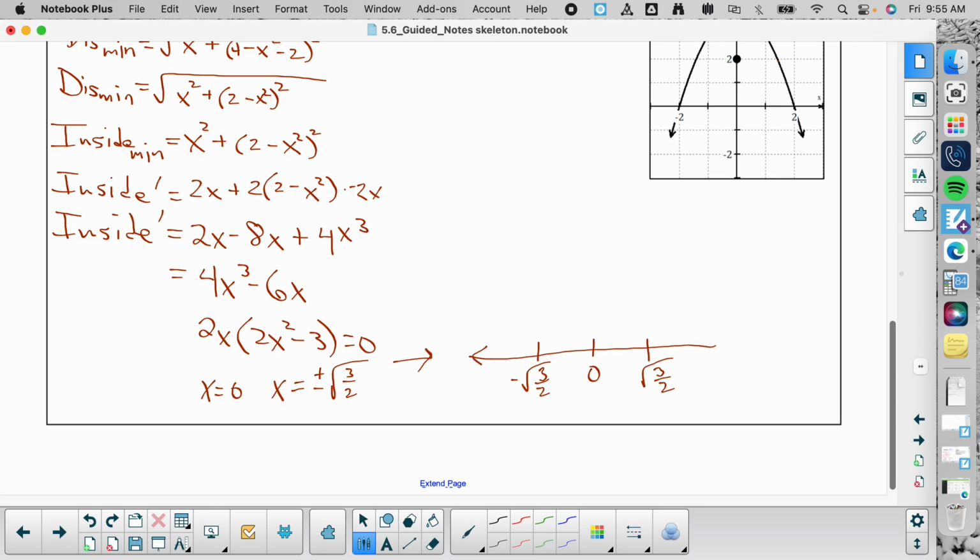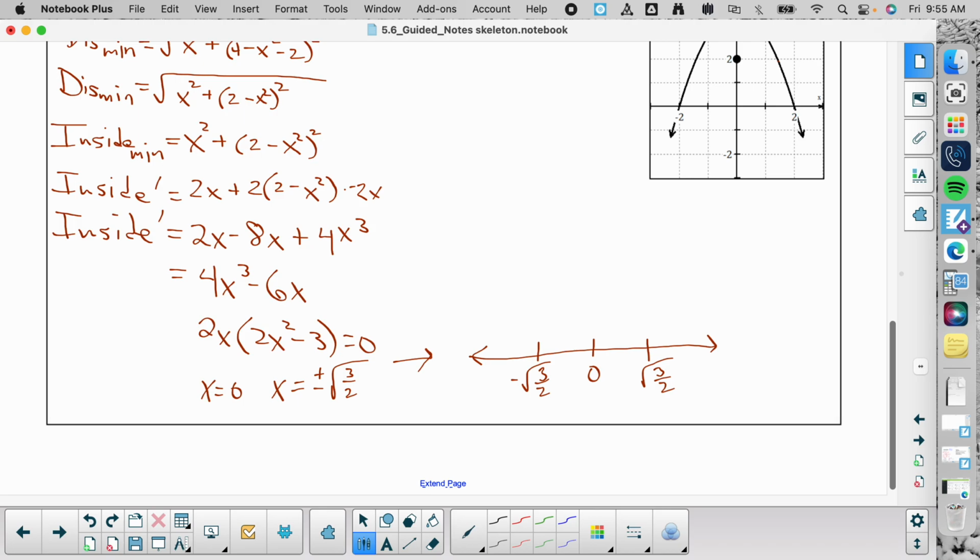What do I do now? Find where it's increasing and decreasing. Okay, how do I do that? Substitute x is equal to 0 and x is equal to plus minus root 3 by 2 into the original function. So you're trying to tell me to find critical points right away?